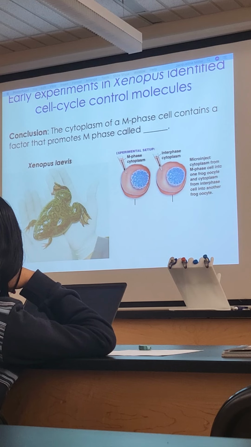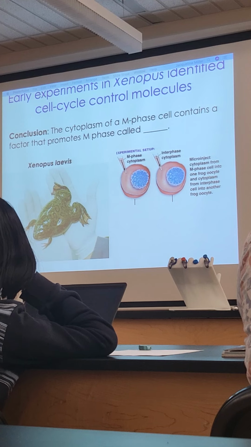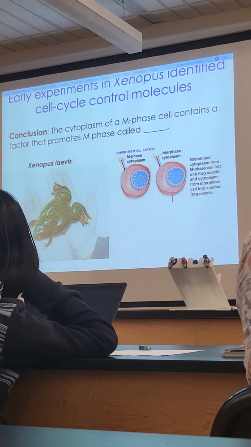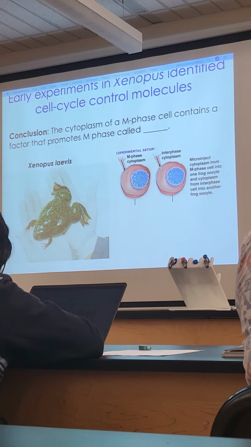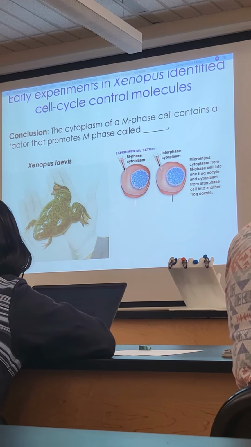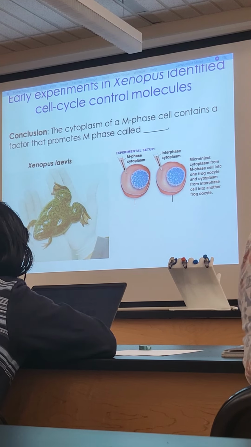So the conclusion from that was that the cytoplasm of a mitotic cell contains a factor, likely a protein, that promotes M phase. They called this MPF, which for them was M phase promoting factor. So that's how MPF got its name. M phase promoting factor.